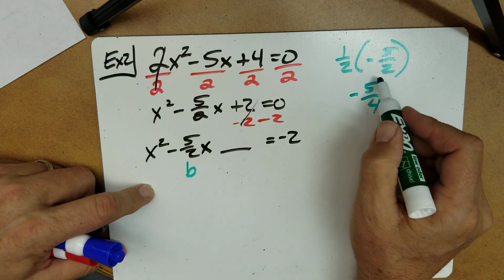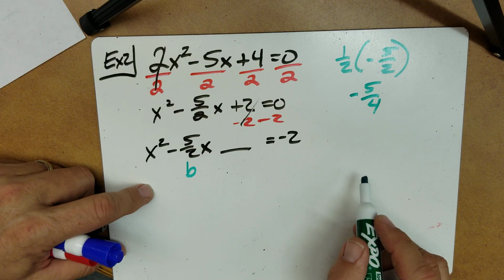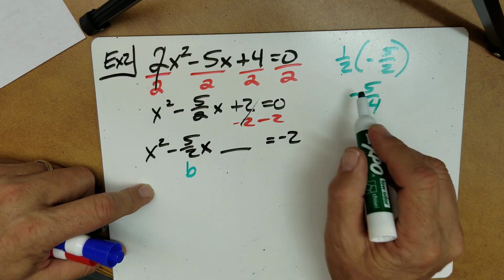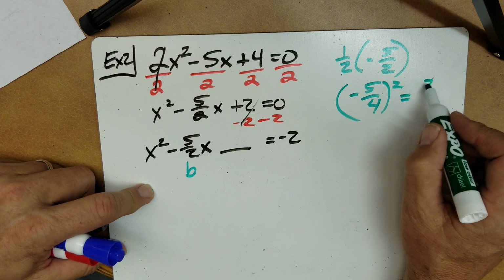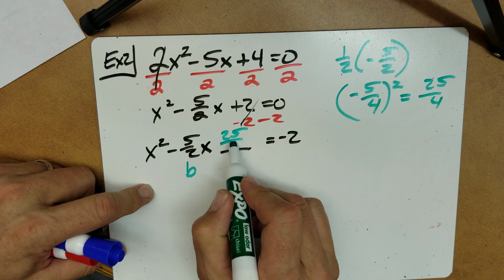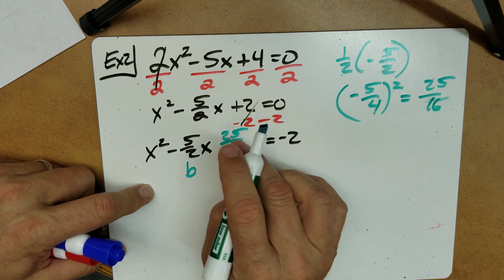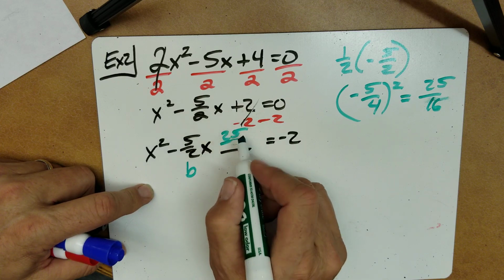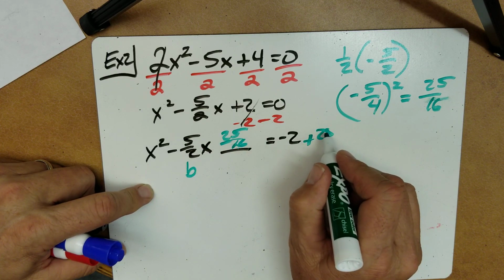Negative 5 fourths, like this. This is an extremely important number here, okay? And it's going to come into play in just a minute. But I'm supposed to take half of b, then I'm supposed to square it. Well, when I square this whole thing, I get 25 over 16, and that's what I put here, over 16. And over here, I add it here, 25 over 16.